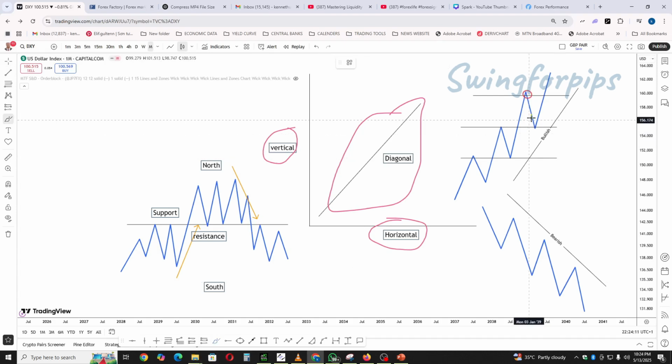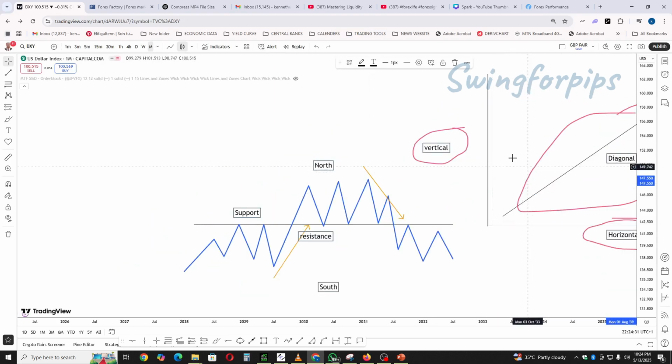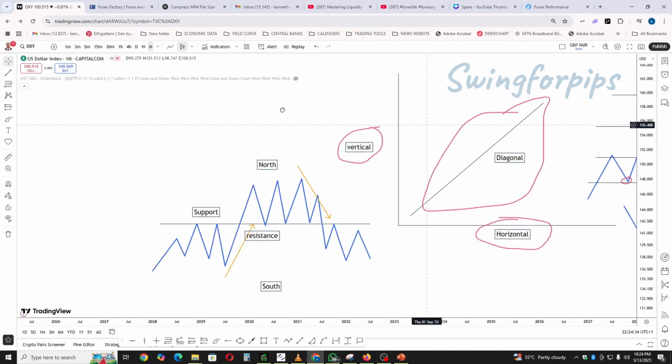Okay, so can you see these points here? This is a support. Here is also a support. This point, we have another point here. So we can have this right here also. So this is what price basically does when it comes to support and resistance, bouncing off levels.